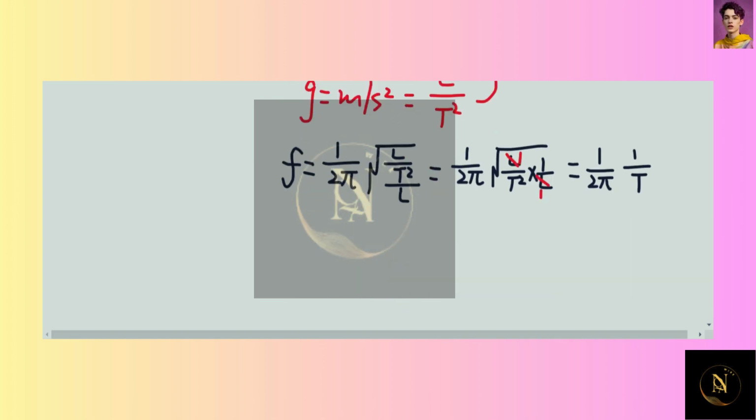Which means that the dimension formula for the frequency is 1 over t. And the unit for it is second to the power of -1, okay? Which means that the frequency of a pendulum is dimensionally correct. And this is the answer for this question.